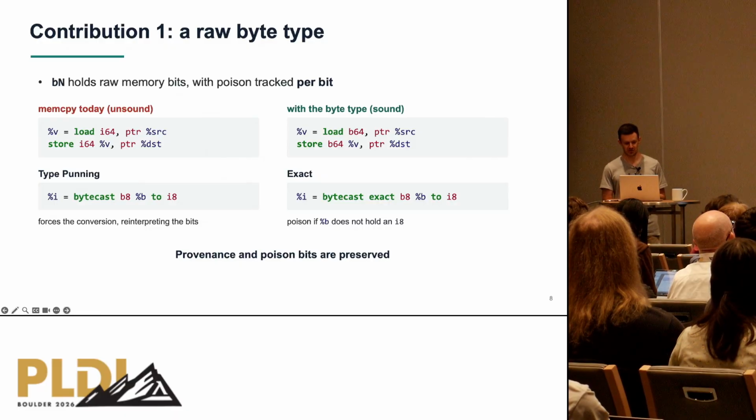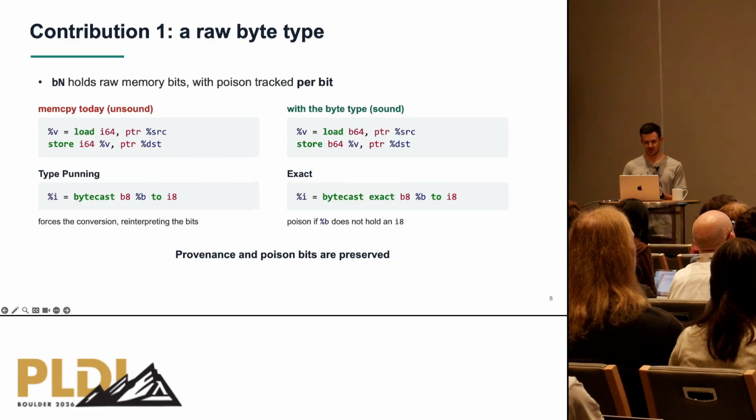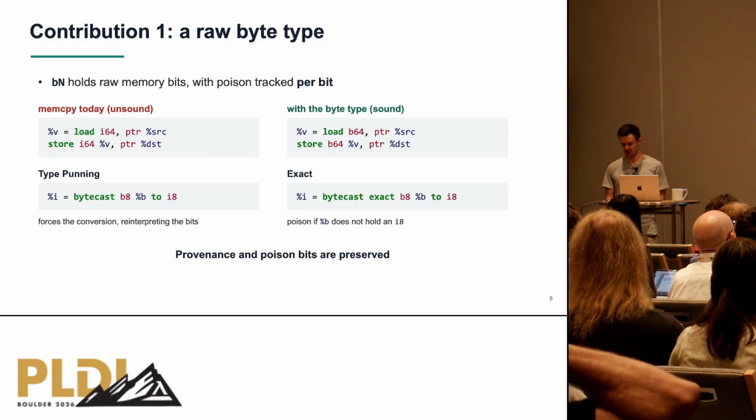The type panning variant forces reinterpretation of the bits, and the exact version on the right returns poison if the type of the value encapsulated by the byte does not match the cast destination type. So for instance, consider that B8 value represents a single pointer byte. If we try to cast that pointer byte to an integer, we get poison back.